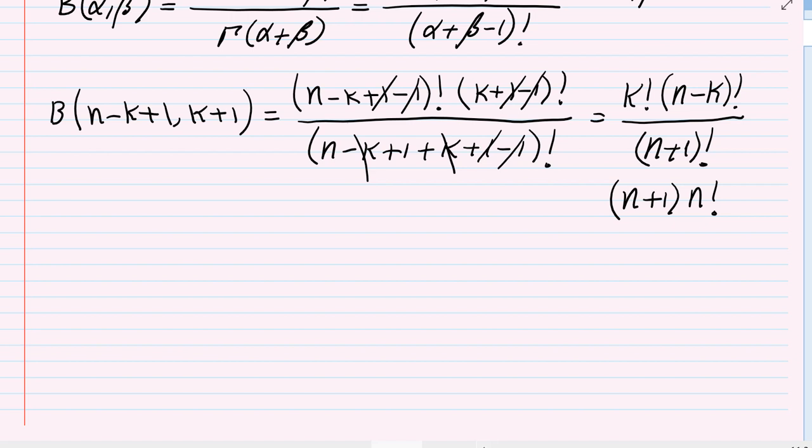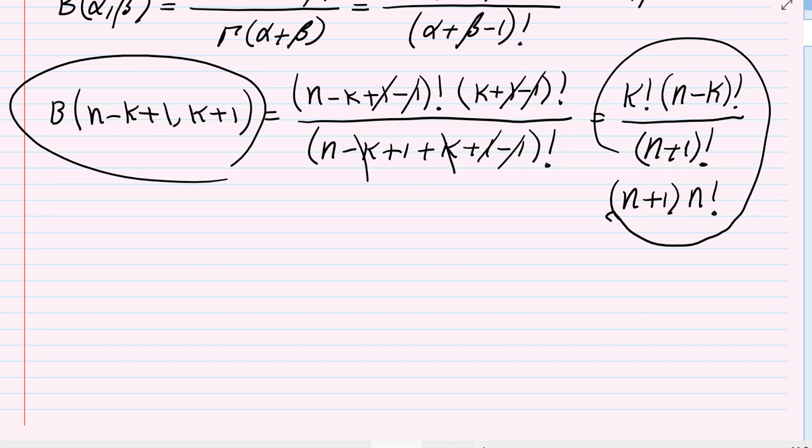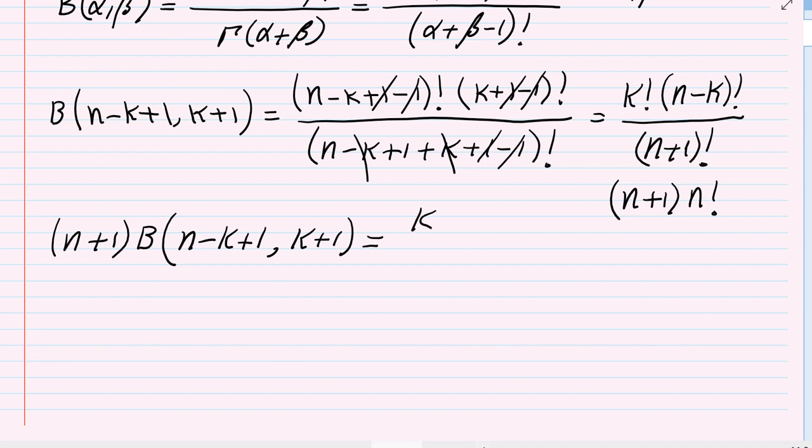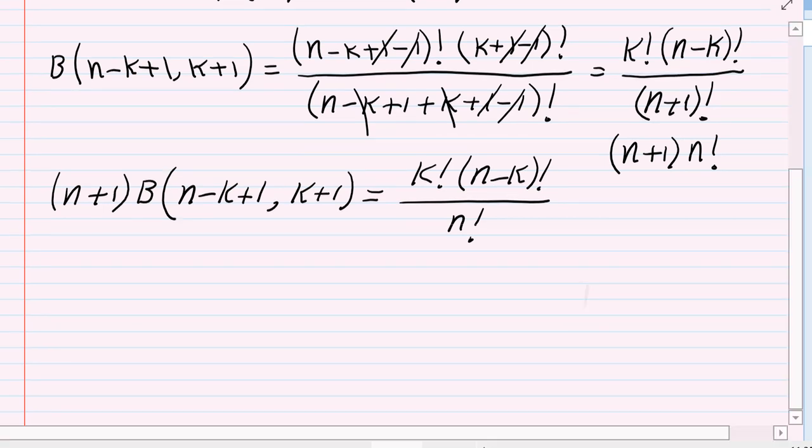Okay, so if I multiply both sides, the left side and the right side, by n plus 1, I'm going to lose the n plus 1 in the denominator on the right side, and instead I'm going to have n plus 1 on the left times the beta with parameters n minus k plus 1 and k plus 1, equal to k factorial, n minus k factorial divided by n factorial. And we are almost there.